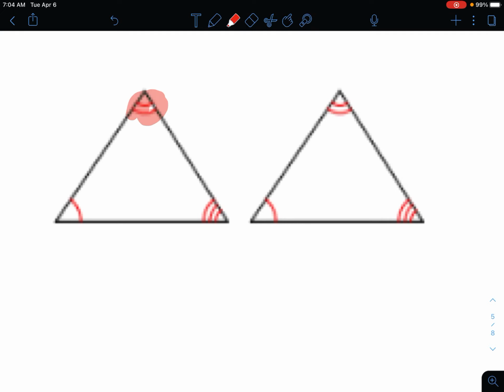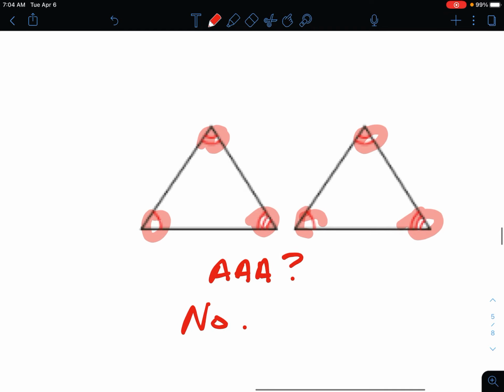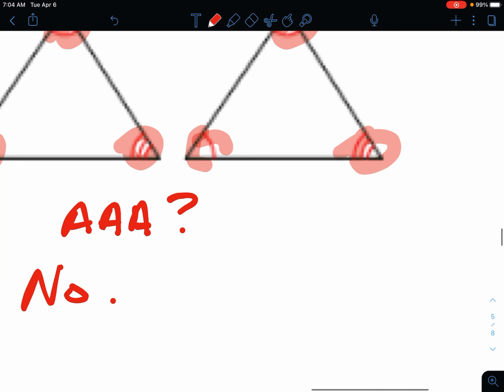All right, let's go to this one. What do we have here? One angle, two angle, three angles. Is angle, angle, angle a postulate? And the answer is no. We need to have sides and angles, not all three angles. We talked about it yesterday too.